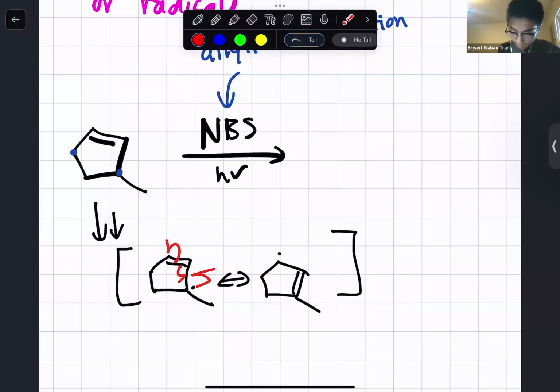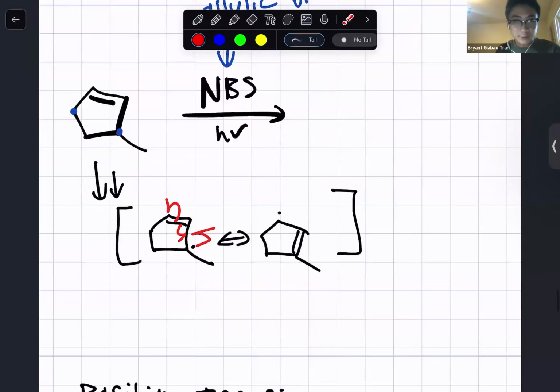The first step, look for your most stable allylic carbon. That will give you your most stable radical, which is this one here. Once we figure that out, we draw out its resonance structure, which is this right here. Now, one of these resonance structures is going to give us the thermodynamic product, and one of them is going to give us the kinetic product.